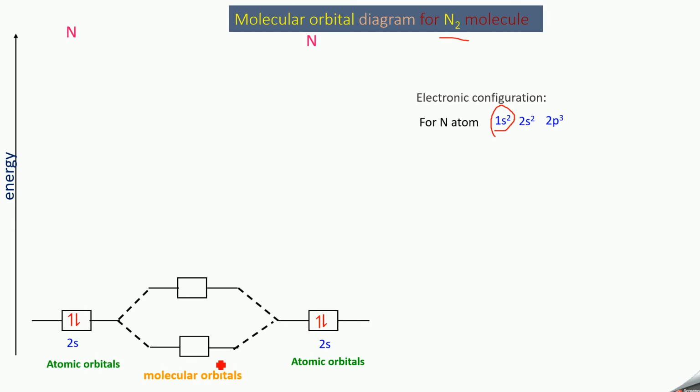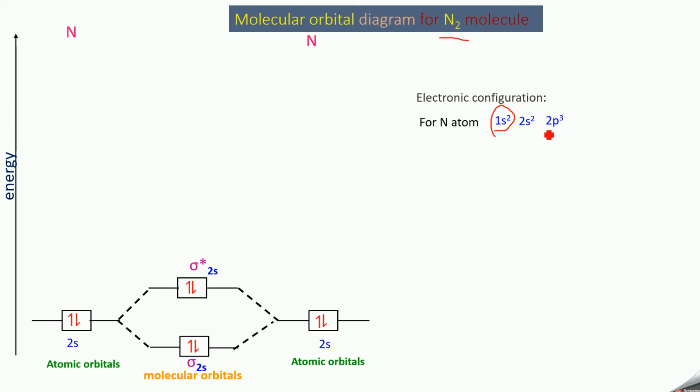This one with lower energy is called the bonding molecular orbital and it is represented as sigma 2s. This one with higher energy is called the anti-bonding molecular orbital and it is represented as sigma star 2s. Here we have 2 electrons and here 2 electrons, so totally 4 electrons. We have to fill these molecular orbitals with 4 electrons following the Aufbau principle and Hund's rule. So we have 2 electrons here and 2 electrons here.